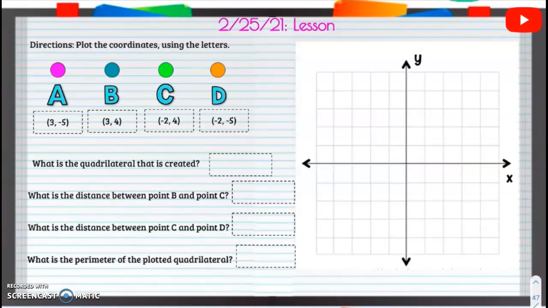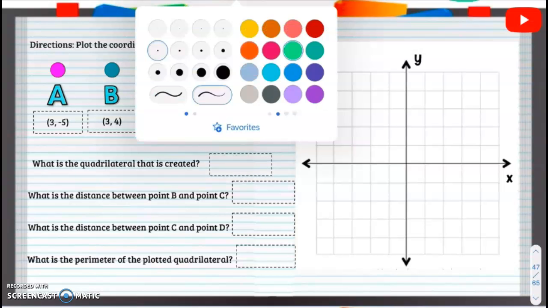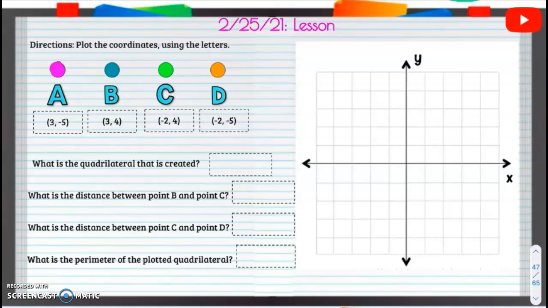Our lesson: we're going to plot the coordinates using these letters. All right, so the first one, letter A. Letter A is going to be at +3, -5.